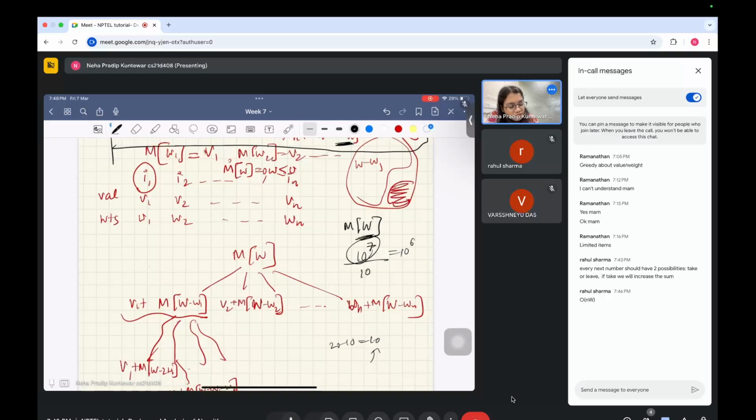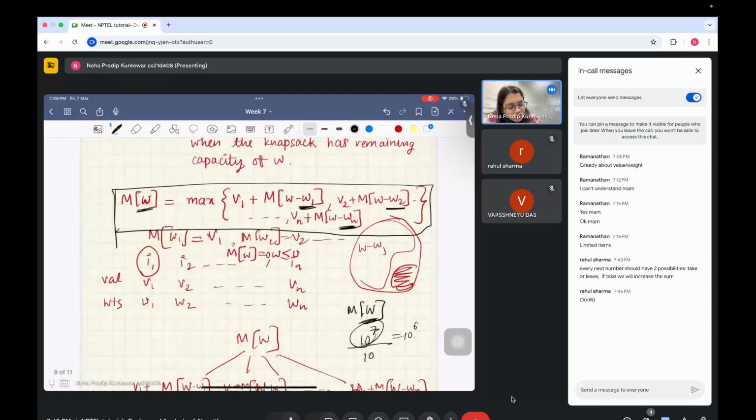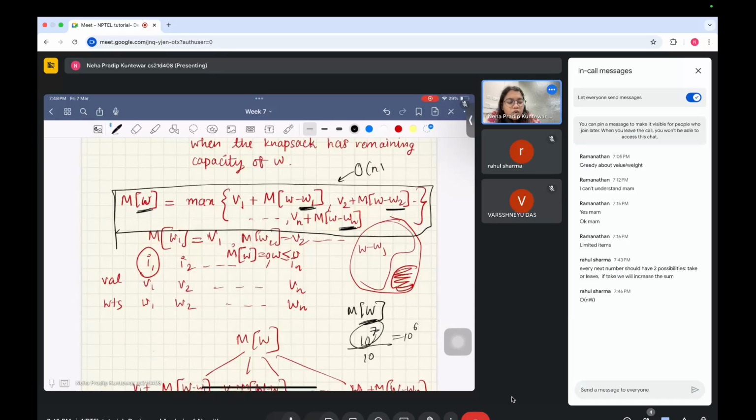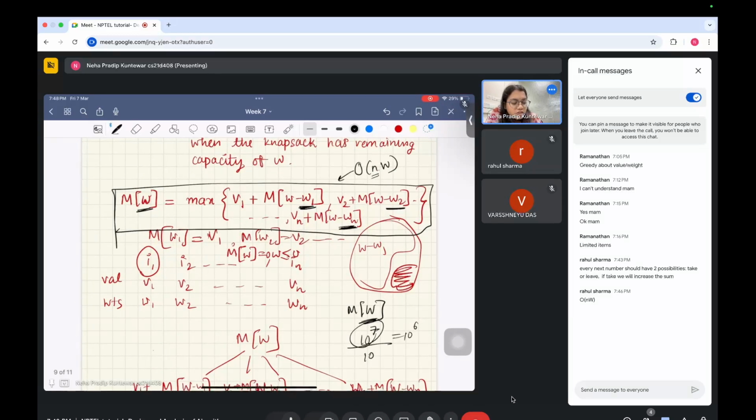So if you analyze this, the running time of this turns out to be order n times w, where n is the number of items, w is the weight that you have. Generally all the algorithms that you have seen so far only depend on the size of the input. But this is the first instance you might have seen where it also depends on the value of some other parameter. So these kinds of algorithms are called pseudo polynomial time algorithms.